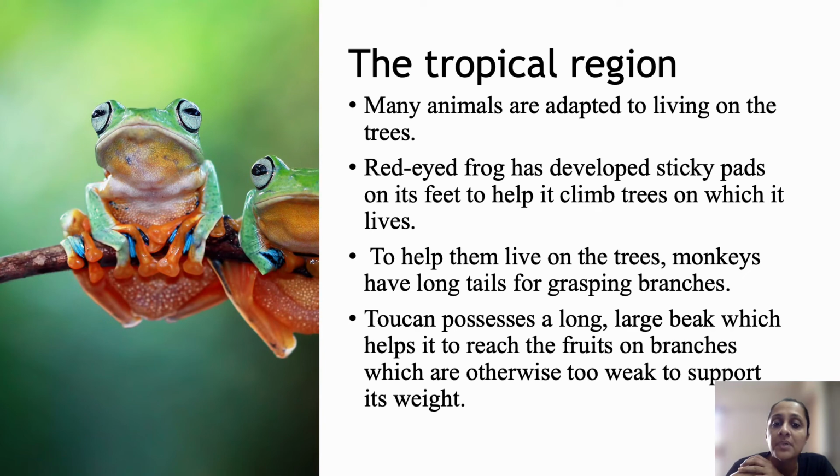Now toucan is a bird. It's a bird with a long beak. You must have seen it in the Tarzan movie. That's toucan. So it possesses a long and large beak which helps it to reach fruit on branches which are otherwise too weak. And if it climbs on that branch, it is going to break. So because of this long beak, it can reach the fruit which are there on the weak branches also.